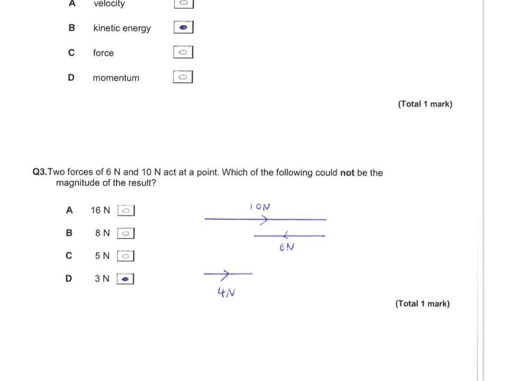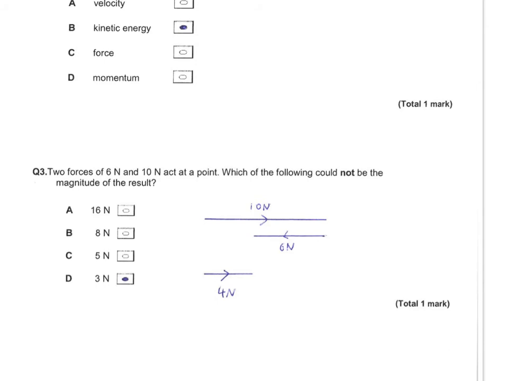Question 3. Two forces of 6 newtons and 10 newtons act at a point. Which of the following could not be the magnitude of the result or the resultant? So we're adding these two vector quantities, and we have to consider when we do that they have direction.